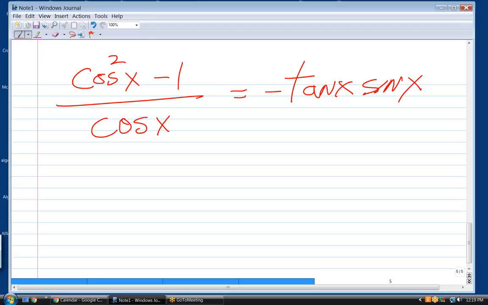So would I make that a sine squared x? No. Cosine squared x minus 1 is not sine squared x. 1 minus cosine squared x is sine squared x. Oh. So what is that? You're on the right track, but you've got to get it exact. Cosecant? No. Remember this: a minus b is always equal to the negative of b minus a.